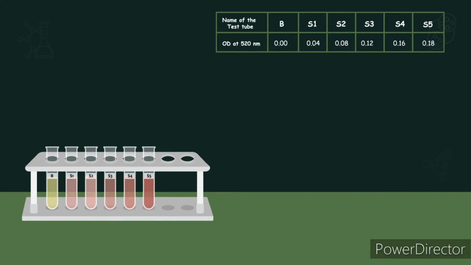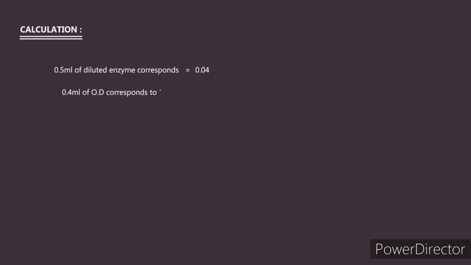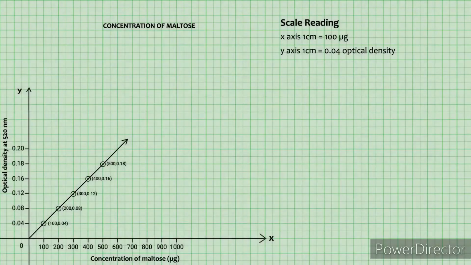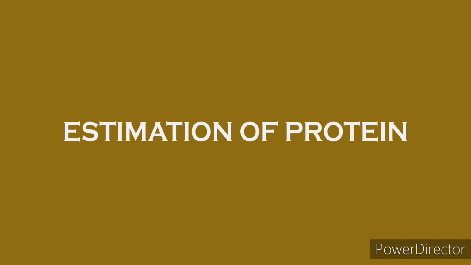So you can see that now after calibration, the calculation: 0.4 OD corresponds to 100 microgram of maltose, so 20 ml of enzyme liberates the following. The graph shows concentration of maltose against OD at 520 nanometer, a straight line.